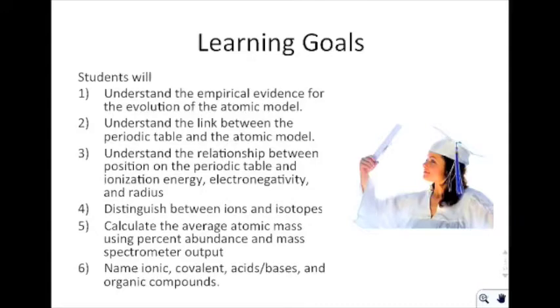You need to understand the general trends on the periodic table. You need to talk about ions and isotopes. You need to be able to calculate average atomic mass and percent abundance. And you need to be able to name different quantities. These were all things that were covered in first year chemistry, but they were spread out throughout the first semester. Those comprise the first chapter of AP chemistry. So let's take a look at it.